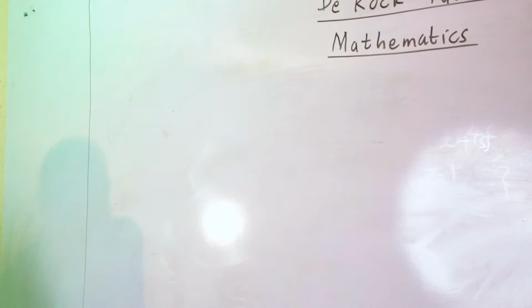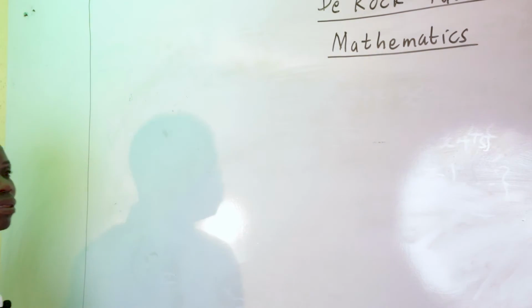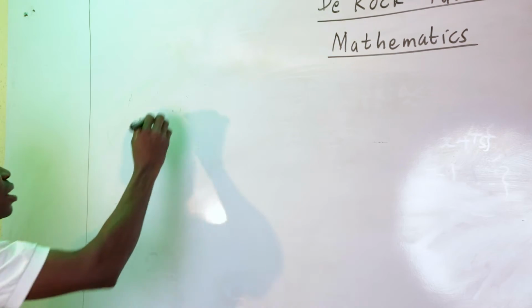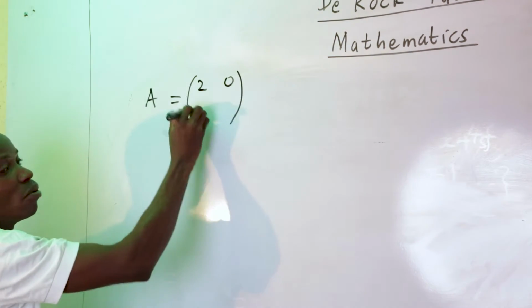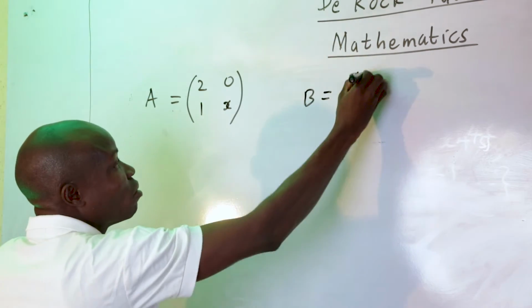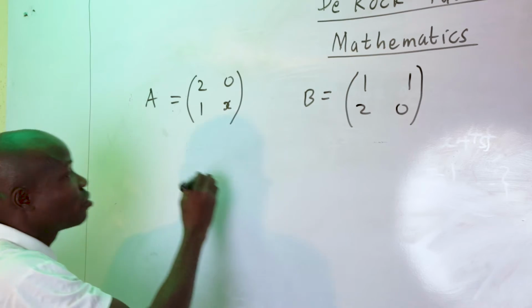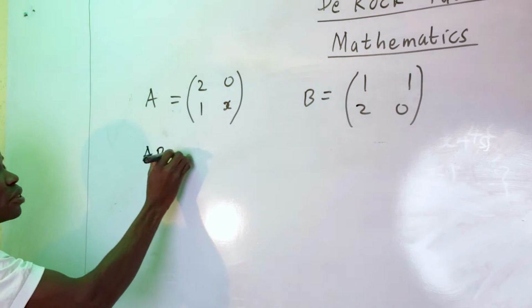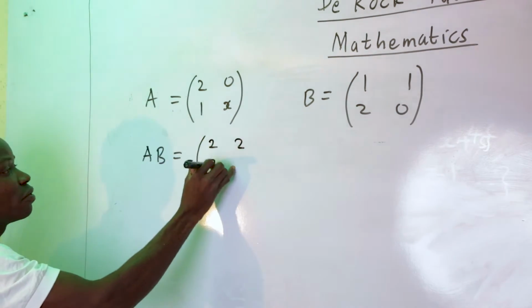Number 10. Now, question number 10 is on matrices. A is the matrix 2, 0, 1, x. B is the matrix 1, 1, 2, 0. And the product AB gives 2, 2, 7, 1.